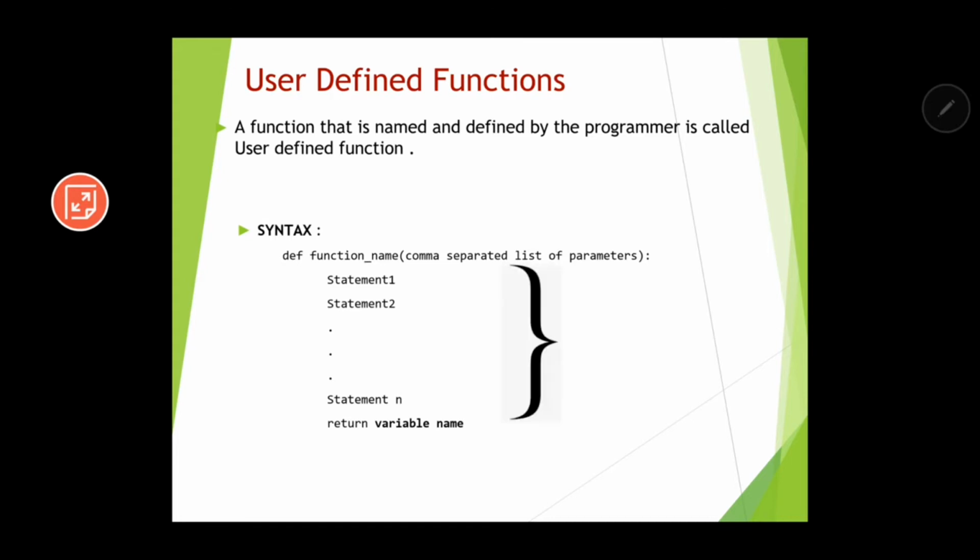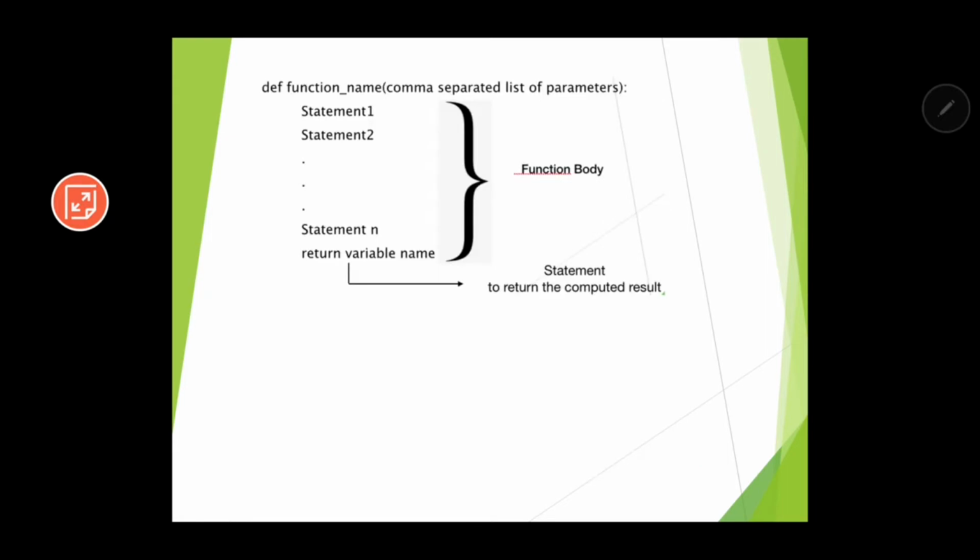This particular part from statement 1 to return variable name is known as the function body. What is the work of the function body? The function body prescribes how a particular function works. For example, if you are writing the function for deposit, within the function body of the function deposit, you will be writing the logic in which the function deposit will be working. And this return variable name means at the end you can take a variable which will return the ultimate result of that particular function. So this is the syntax for function definition.